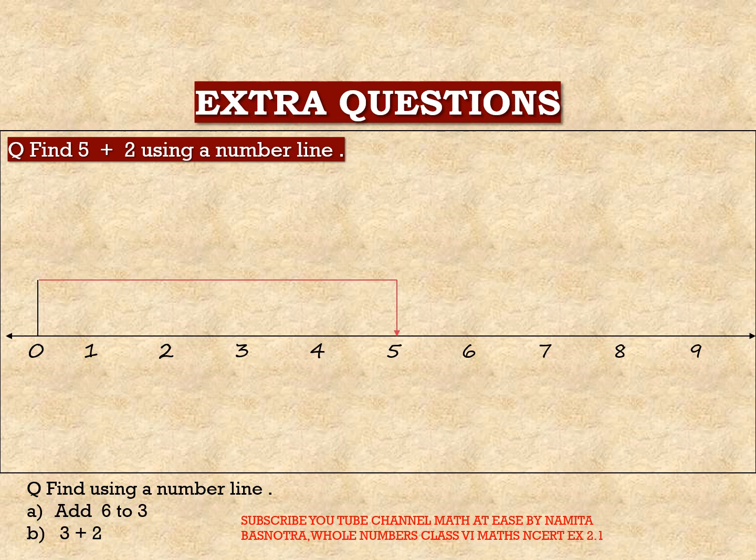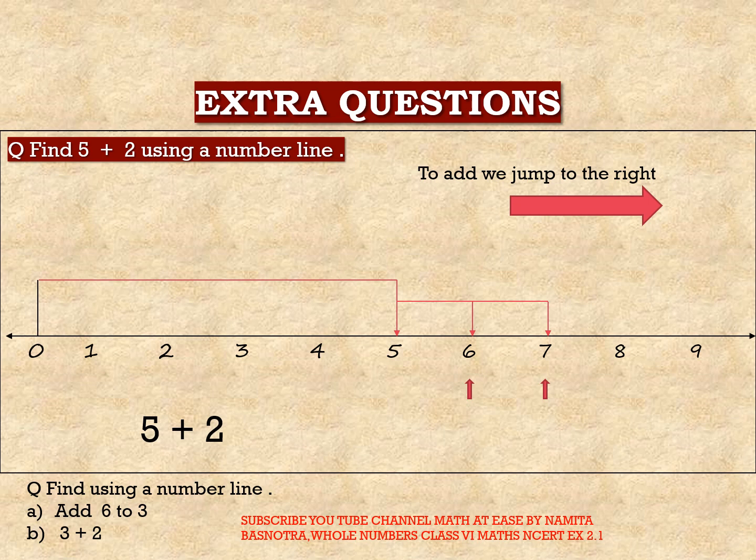Okay, so to add we jump to the right of the number line. So that means, and by how many steps? By 2 steps here, because it is plus 2. So if it is plus 3, that means you'll be jumping by 3 steps. So let's do this. After 5, the first jump takes you to 6 and the second jump takes you to 7. So clearly 5 plus 2 is equal to 7.